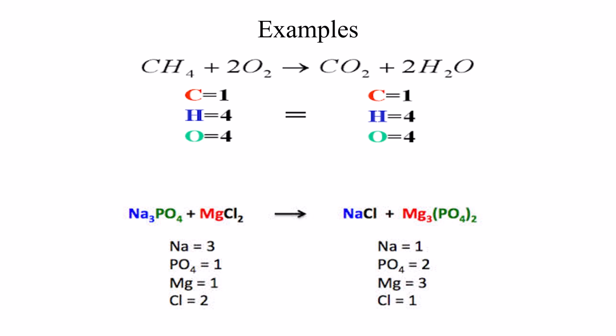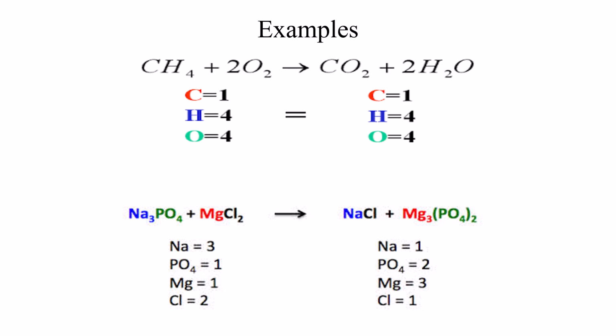The first equation is balanced because the number of carbon atoms on the left hand side is 1 while the number of carbon atoms on the right hand side is also 1. The number of hydrogen atoms on the left hand side is 4. The number of hydrogen atoms on the right hand side is also 4. The number of oxygen atoms on the left hand side is 4. The number of oxygen atoms on the right hand side is also 4. So this equation is balanced. The first equation is balanced because the number of atoms on the left hand side is equal to the number of atoms on the right hand side for all the elements.